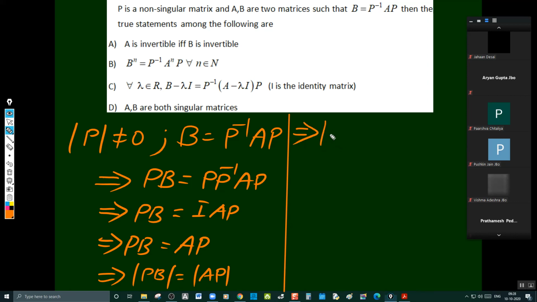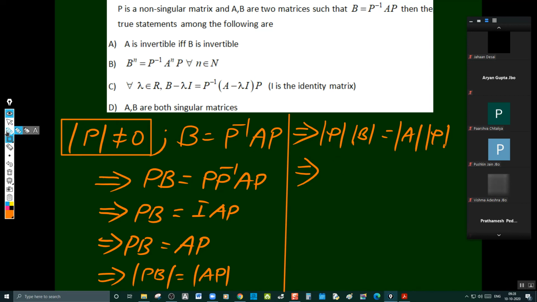Det of PB is nothing but det P into det B. You can split it comfortably. And det A into det B. Correct now? But he has given that det P is not equal to 0. That's what we have written in the beginning. You can take det P common here. Or otherwise, because det P is known to be not equal to 0, you can comfortably cancel it off. Then what is the result you get there? Det A is equal to det B. Are you there, everyone? Please respond.